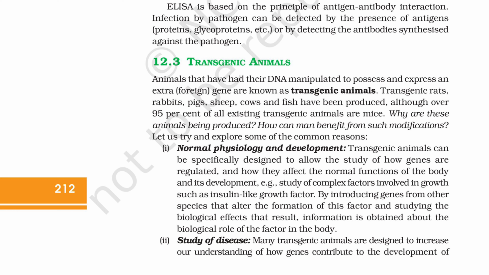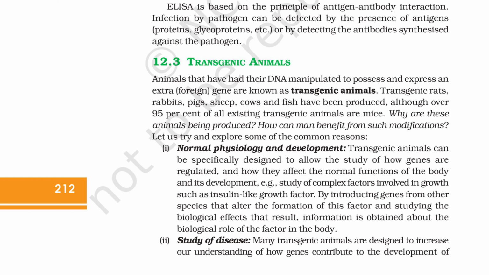ELISA is based on the principle of antigen-antibody interaction. Infection by pathogen can be detected by the presence of antigens (proteins, glycoproteins, etc.) or by detecting the antibodies synthesized against the pathogen. Transgenic animals. Animals that have had their DNA manipulated to possess and express an extra, foreign, gene are known as transgenic animals.